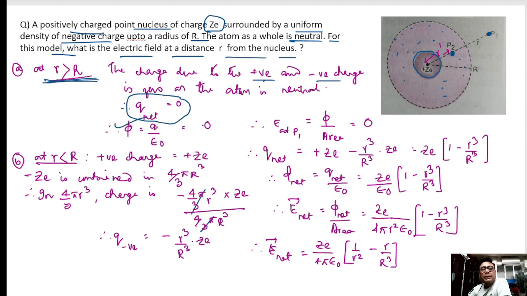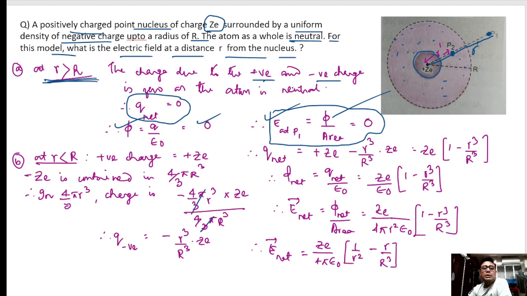So there will be no net flux. If I consider the electric field outside, no net flux. So if there is no net flux, that means the electric field at P will also be 0, because E equals phi by A. If the flux is 0, then the electric field outside the atom at a distance of R will be 0.